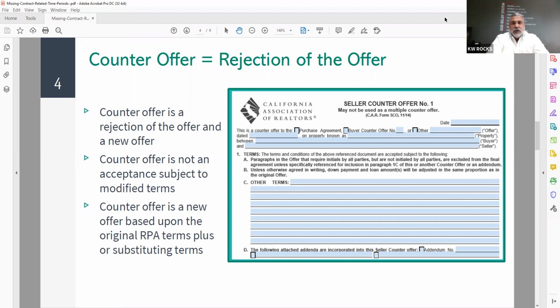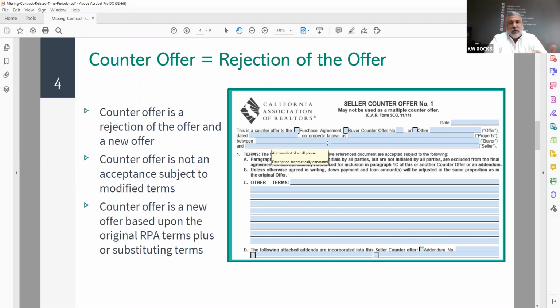Okay. So also, what we deal with is counter offers and rejection of offers. A counter offer is a rejection of the offer, and that is so true. If you submit an offer, the RPA, and the offer is not accepted, you get a counter offer. What the seller is telling you is that your offer was rejected. Well, Simon, wait a minute. What do you mean the offer got rejected? Yeah, the terms of your offer got rejected. Not saying that the offer is canceled, but the terms of what you submitted were not to the seller's satisfaction. Therefore, this is what we're proposing back to you, the buyer. The counteroffer is not an acceptance subject to modified terms. A counteroffer is a new offer based upon the original purchase agreement terms plus any substituting terms.